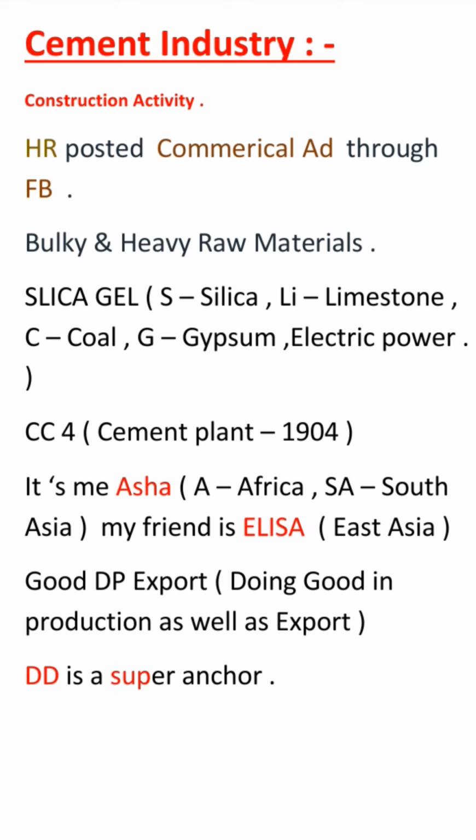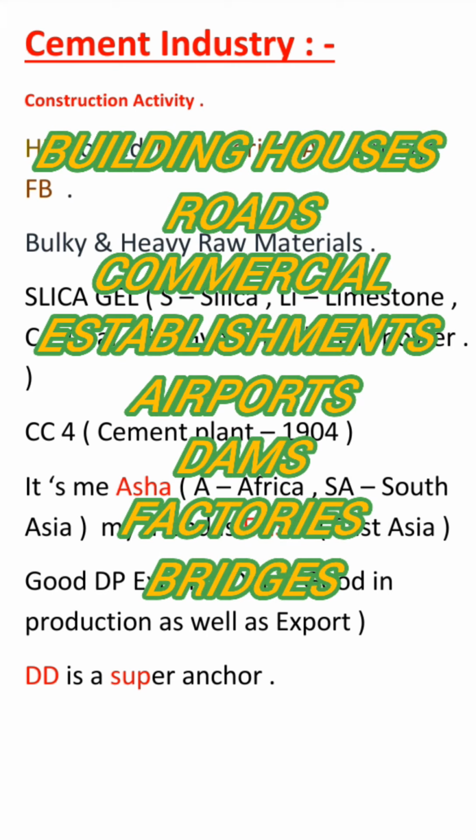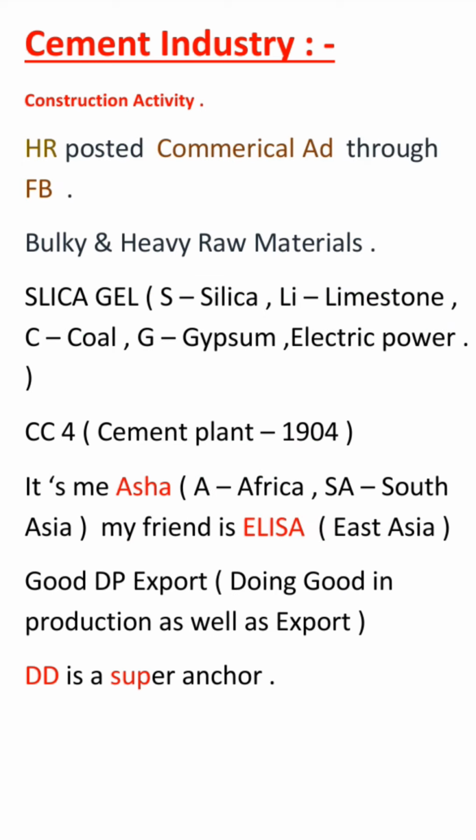HR posted commercial ad through FB. Here HR means H represents houses, R roads, commercial, that is commercial establishments, then AD, that is A stands for airports, and D dams, through FB, that is F stands for factories and B bridges. So cement is useful for building these things, okay.